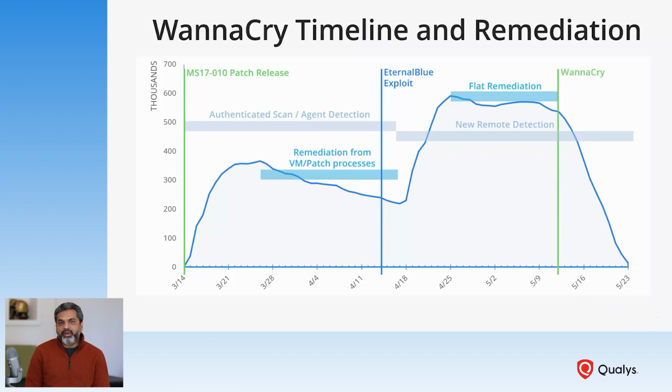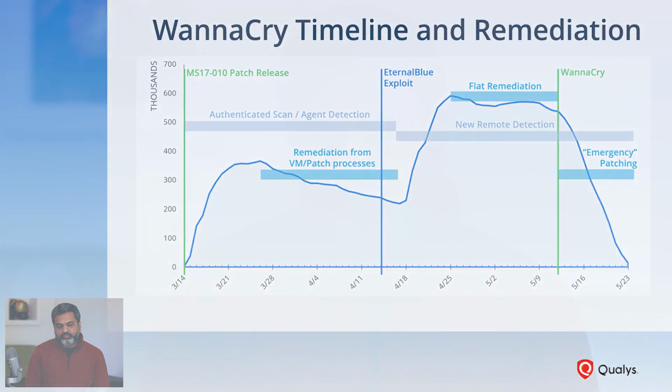About another month went by, and after that, when WannaCry hit, which was weaponizing that exploit to actually cause damage, that's when everybody got into the emergency patching phase and really tried hard to bring those numbers down. As you can see here, very quickly those numbers started to go down significantly, but which meant that because of the lack of proper highlighting and prioritization of that vulnerability, there was a problem.